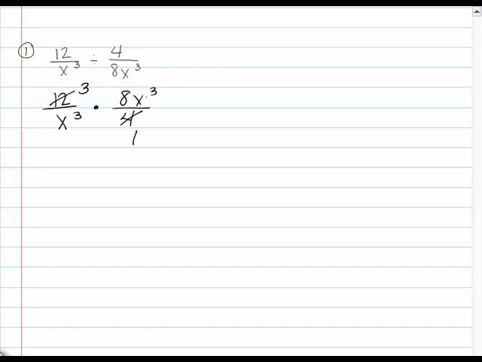Notice you have an x cubed on both top and bottom, so they can cancel each other out completely. So right now we're looking at 3 over 1 times 8 over 1. So again, we're going to multiply across, and that will give us 24. And it would be over 1, but remember what we've talked about before. We don't like to put things over 1, so our answer is just 24.